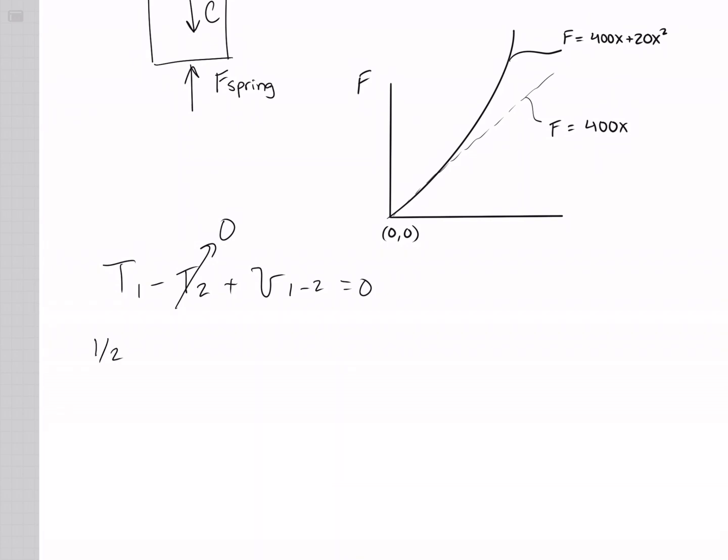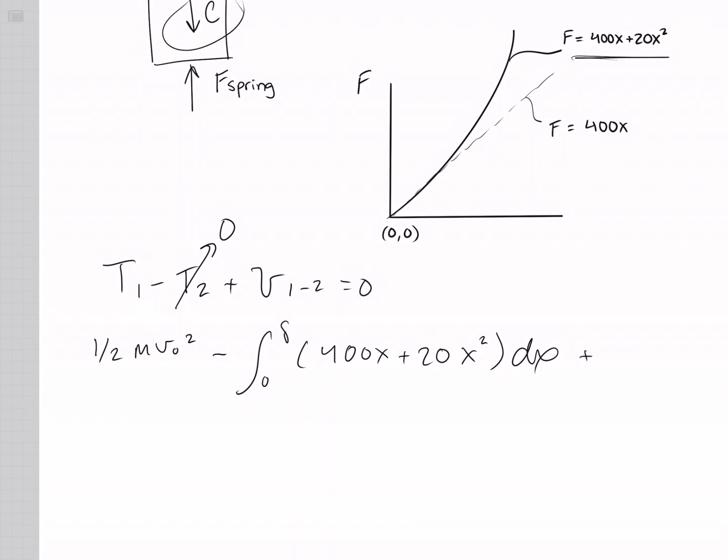So, at T2, the velocity will be 0, so we don't have to worry about that. And T1 will be 1/2 mv0 squared. And first, let's take into account the spring as a nonlinear component, and that will have us take the integral from 0 to the maximum displacement times this force equation, 400x plus 20x squared dx. And that will give us a problem that is force times distance.